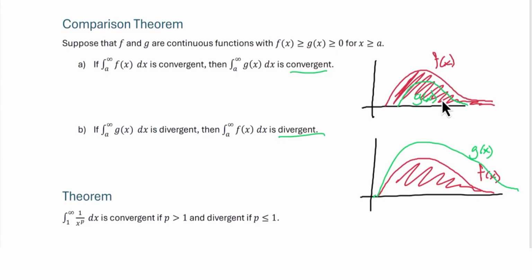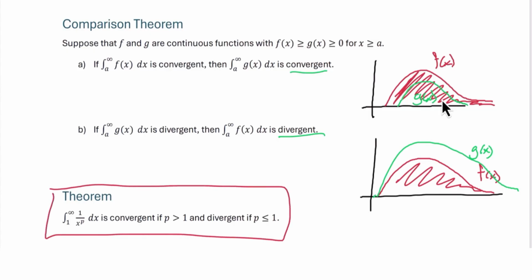Another theorem that will be helpful when we are looking at the comparison theorem is this. The integral from 1 to infinity of 1 divided by x to the p dx is convergent when p is greater than 1 and divergent when p is less than or equal to 1. We'll see this come up in the next two examples.